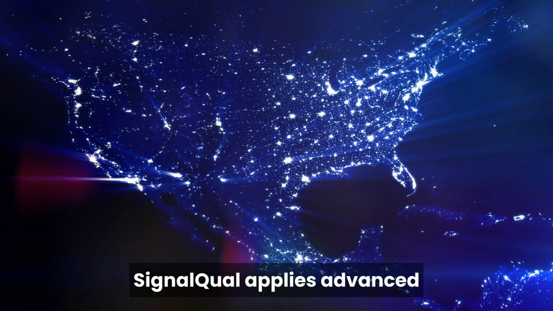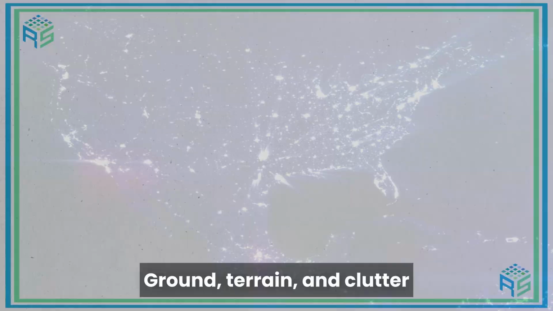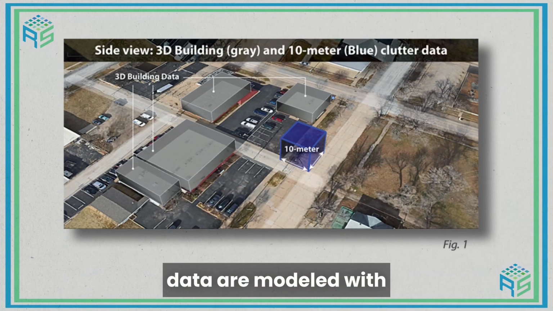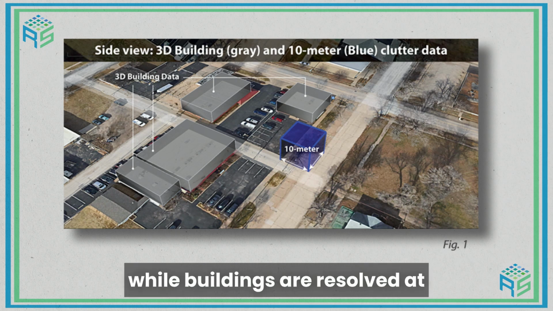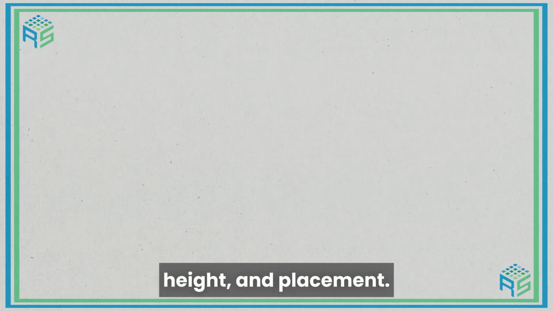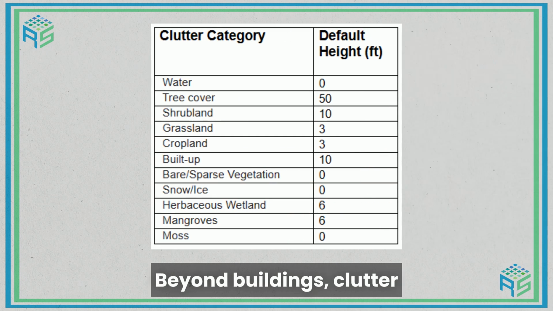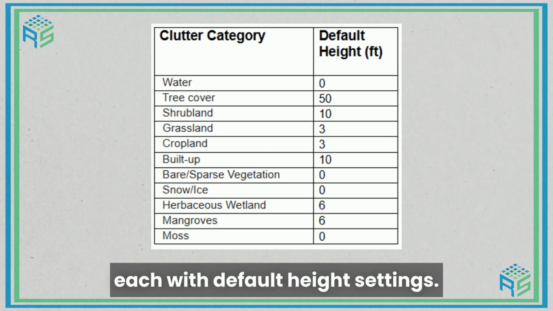SignalQual applies advanced datasets to deliver highly accurate clutter information. Ground terrain and clutter data are modeled with 10-meter resolution, while buildings are resolved at 2-foot dimensions for length, width, height, and placement. Beyond buildings, clutter categories include tree cover, shrubland, grassland, and more, each with default height settings.